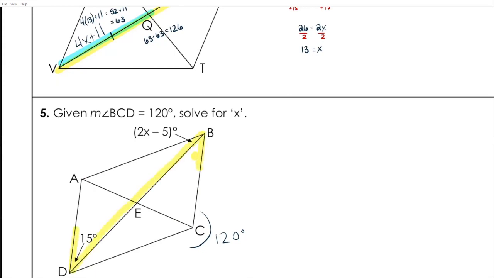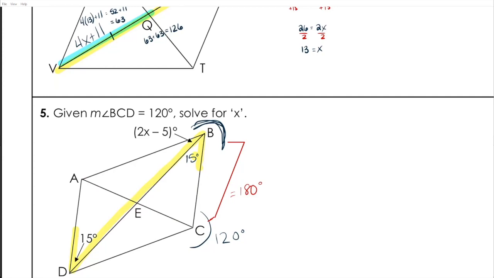Since it is a parallelogram, opposite sides are parallel. If I have alternate interior angles inside of parallel lines, my angles are in fact congruent. So now I've got one more step, but I need to find this whole measure of ABC first. So this is a two-stepper. So we need to figure out what angle B is using our consecutive angles or supplementary rule.